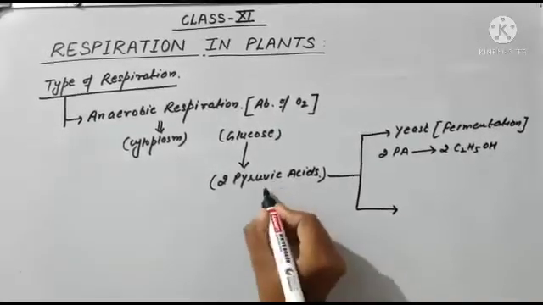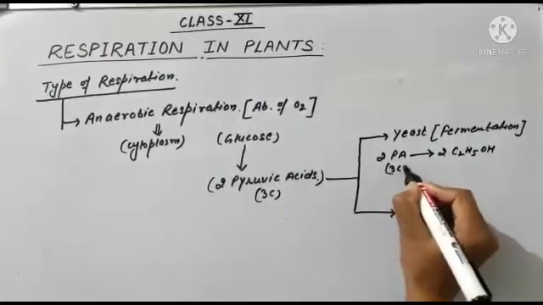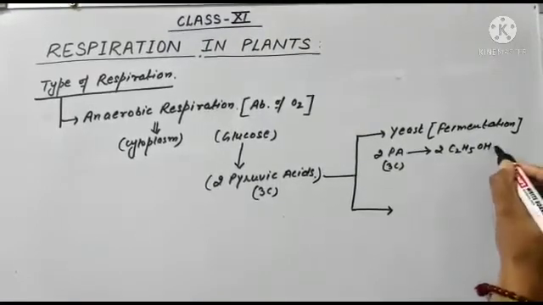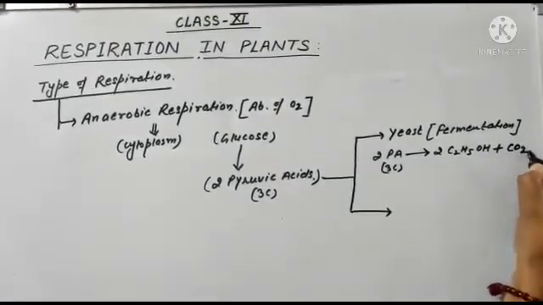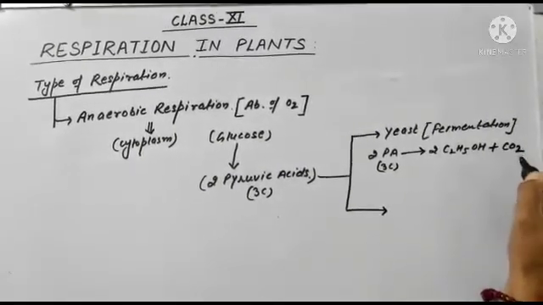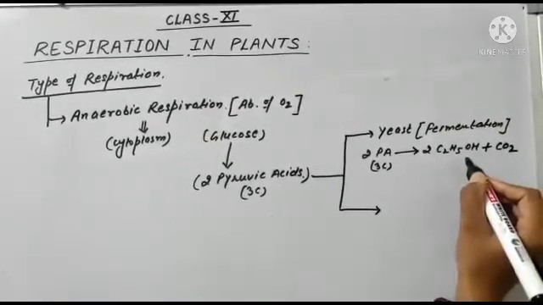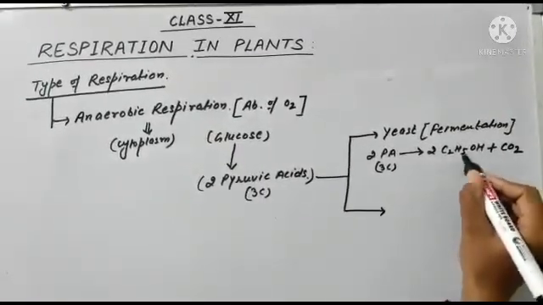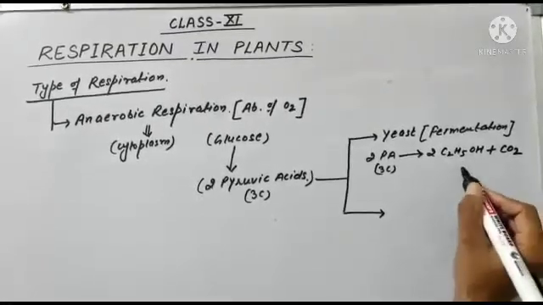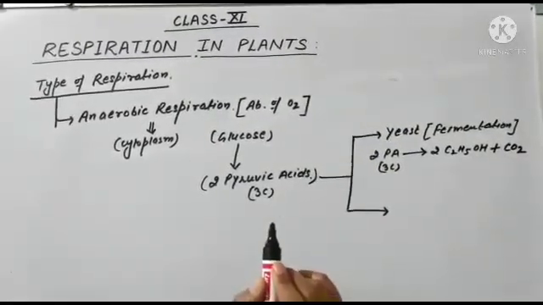As we know, pyruvic acid is a 3 carbon compound, and ethyl alcohol has only 2 carbons. It means that one of the carbons will be released in the form of carbon dioxide. And this carbon dioxide during fermentation will make the dough rise, and this ethyl alcohol will make the dough sour in taste. This ethyl alcohol can be further used in the brewery to make different kinds of drinks. So this is the first situation whenever anaerobic respiration takes place.